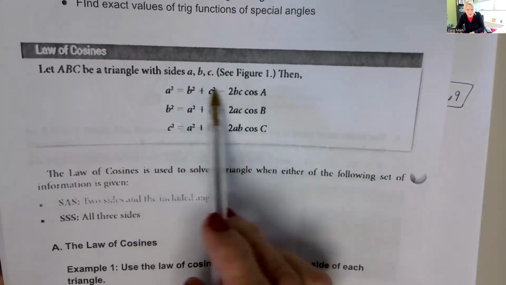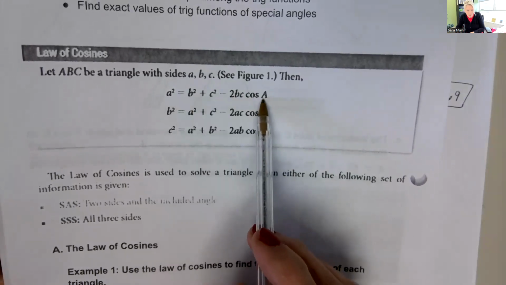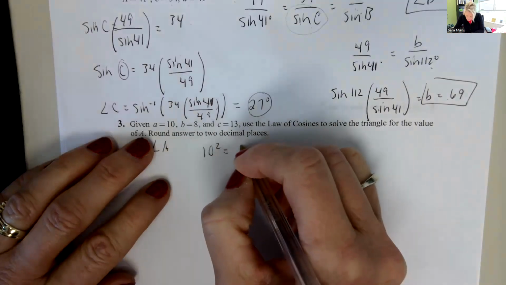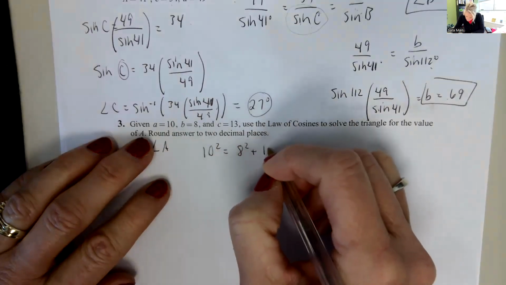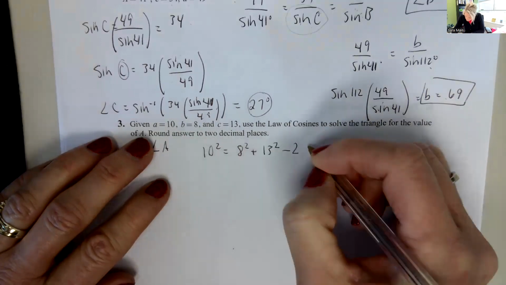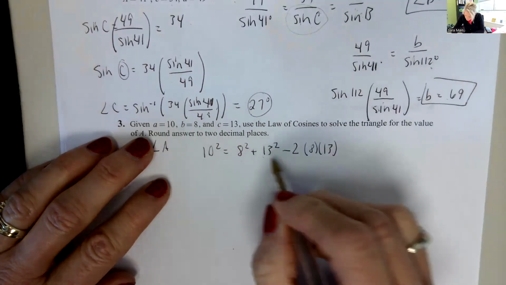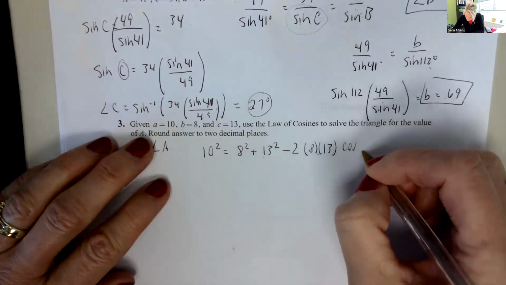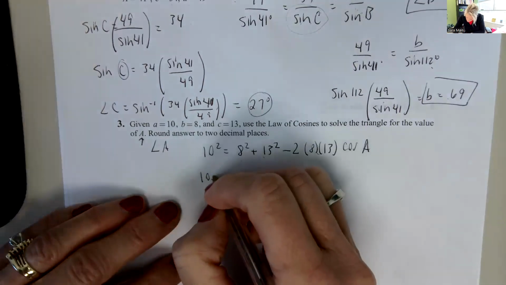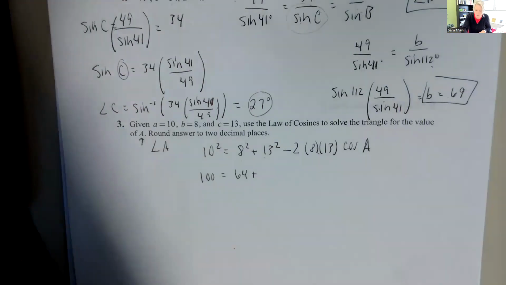So I have to go, they're all the same. It's just using the proper letters. So I'm using this top one here because I want to know angle A. So it's going to be 10 squared is equal to 8 squared plus 13 squared minus 2 times 8 times 13, these two values, times the cosine of A, which is what we're trying to solve for. So this is 100, this is 64 plus, I better double check my answers here.